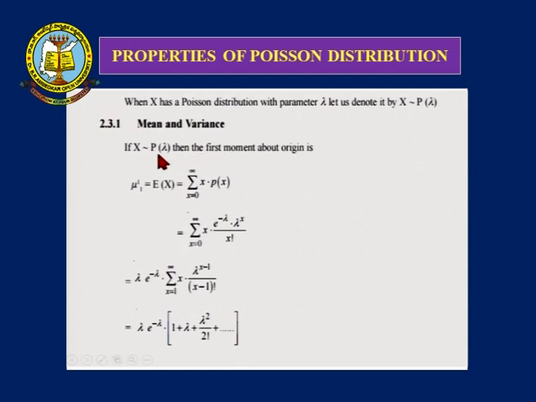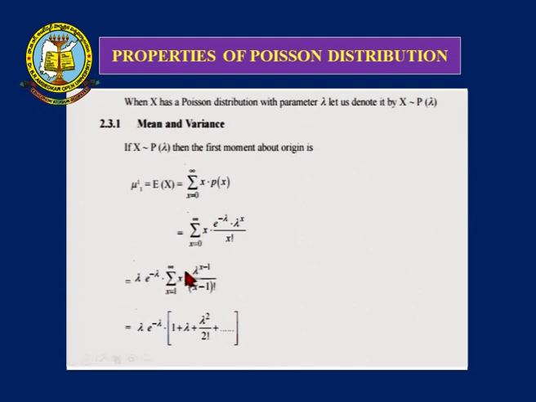If X follows P(lambda), then the first moment about origin, mu one dash, is in terms of mathematical expectation, the expectation of X. Expectation of X is nothing but the mean of the corresponding distribution. So, expectation of X is equal to the sum over x from 0 to infinity of x into p(x), where p(x) is the probability mass function of Poisson distribution. Substituting for p(x), we get the sum over x equal to 0 to infinity of x into e to the power of minus lambda, lambda power x divided by x factorial.